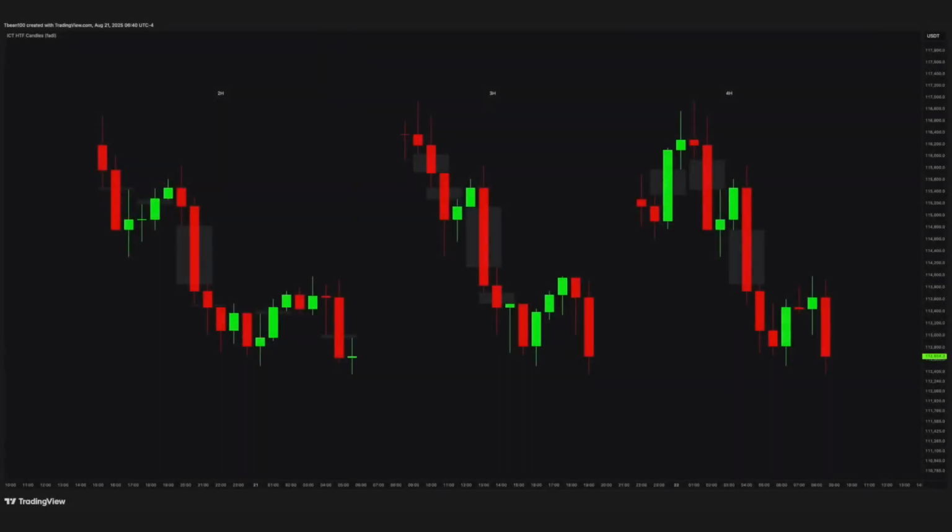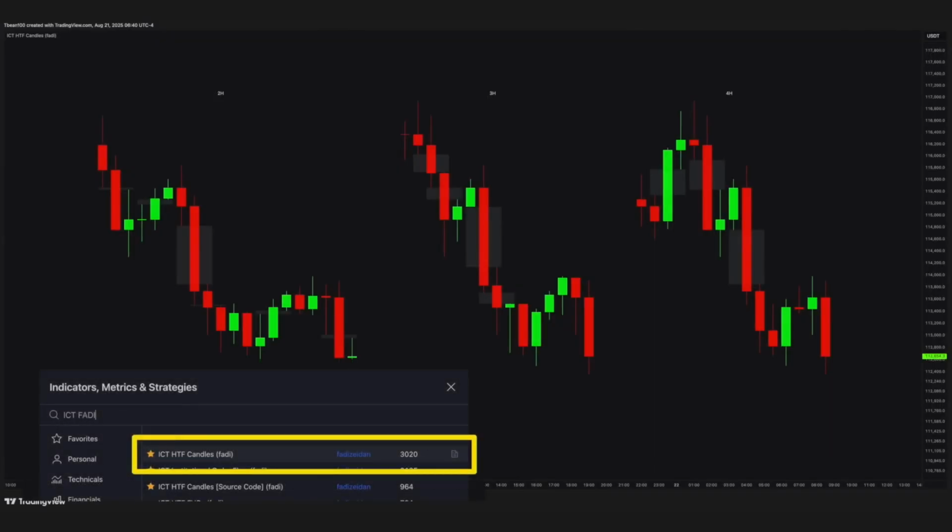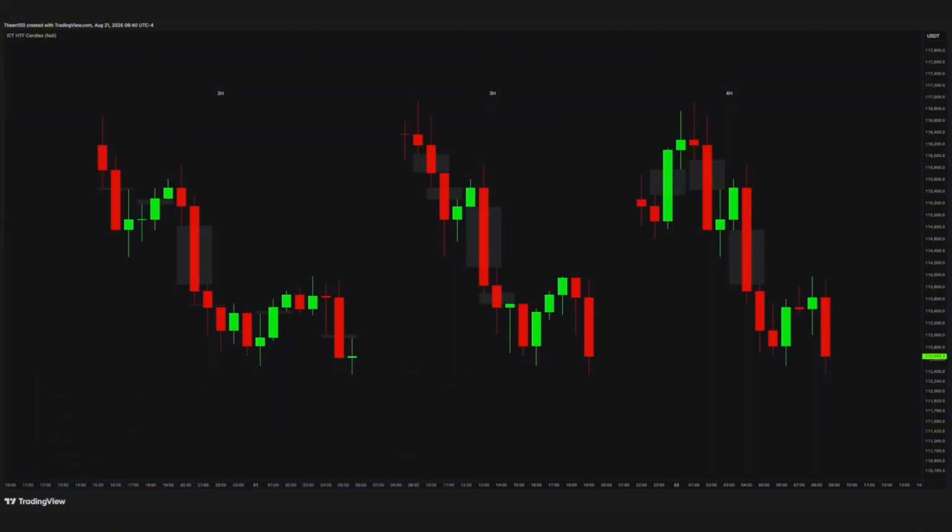Let's start by analyzing Bitcoin trades using our favorite indicator called ICT High Time Frame from FADI. As you already know, this is a multi-time frame indicator that shows us several different time frames and imbalances in a single simple layout. This is the reason why I personally love this indicator so much.